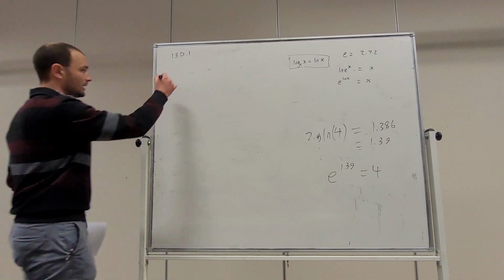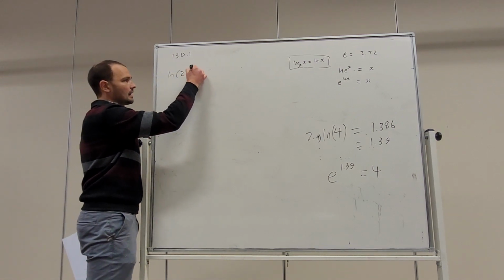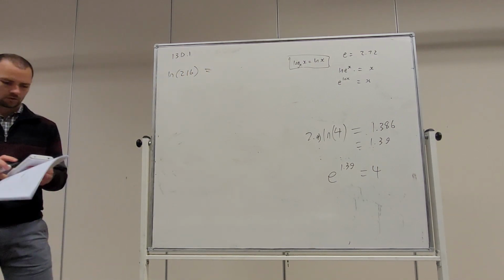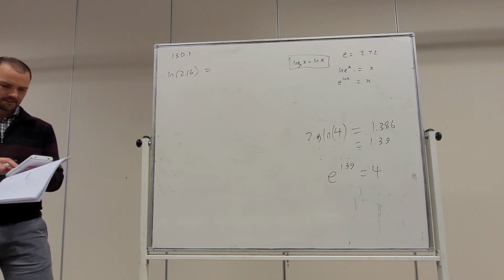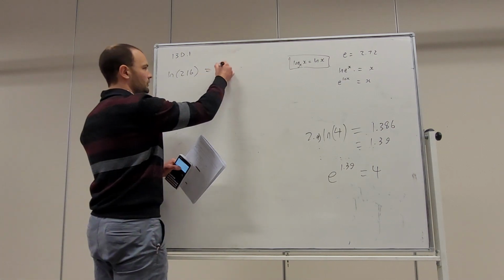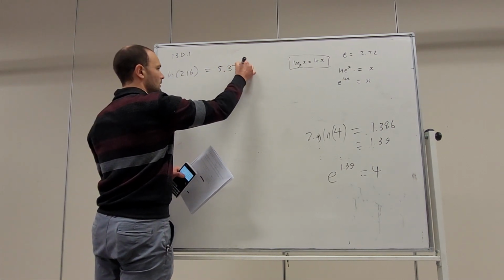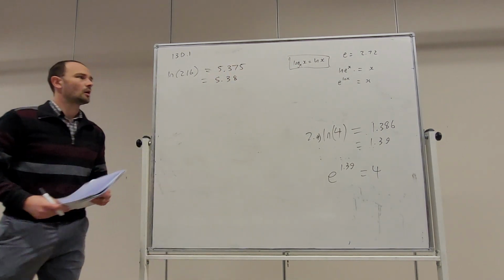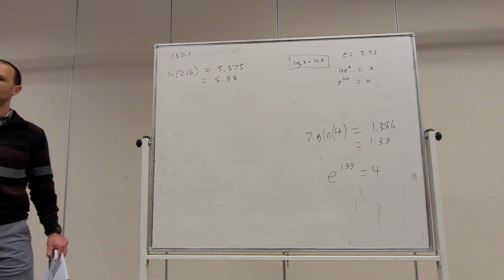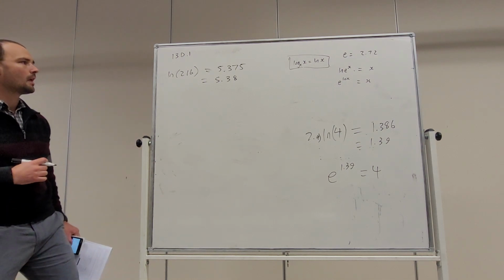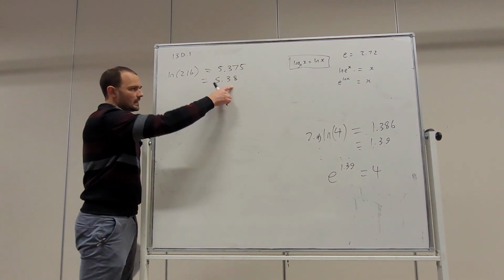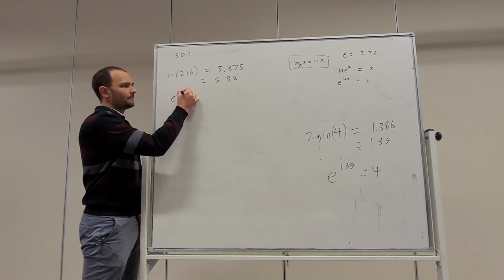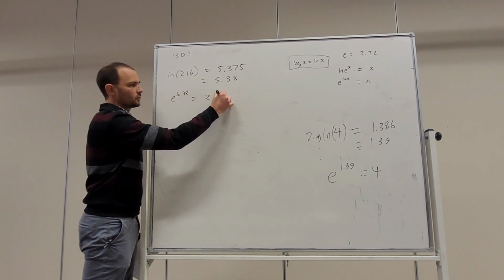We're going to do ln of 216 in our calculator. ln 216, I've got 5.375. We'll round to 3 figures, so we write 5.38, rounding the 4th one. And so what does this mean? It means e to the power of 5.38 will be 216.